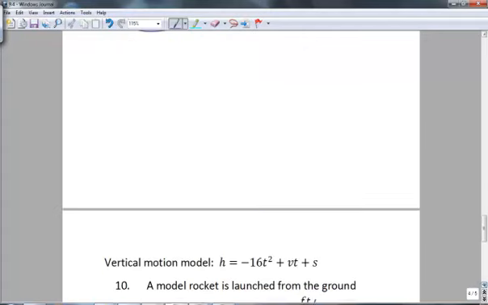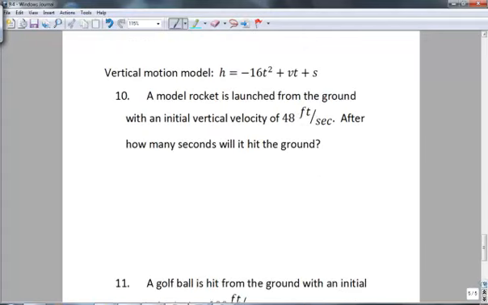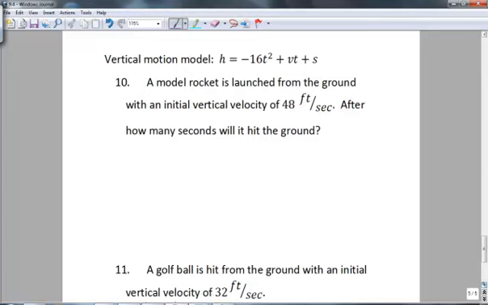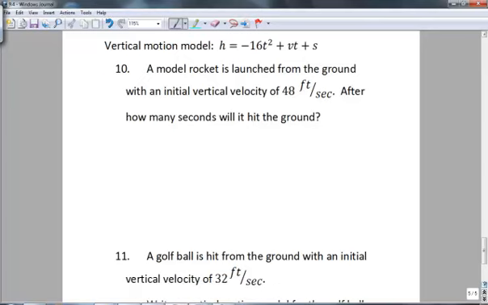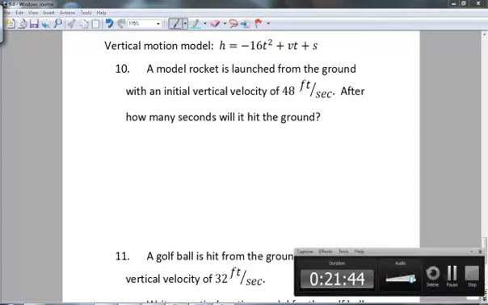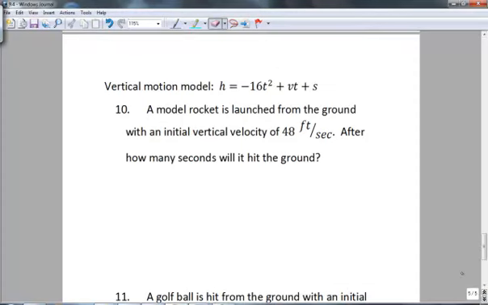All right. Last couple of problems here. These are both going to involve what's called the vertical motion model. This is going to be something that I'll supply to you, but you're going to need to know what each of the pieces mean. So let's talk about what they mean.